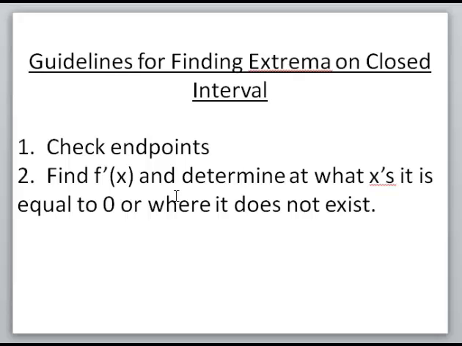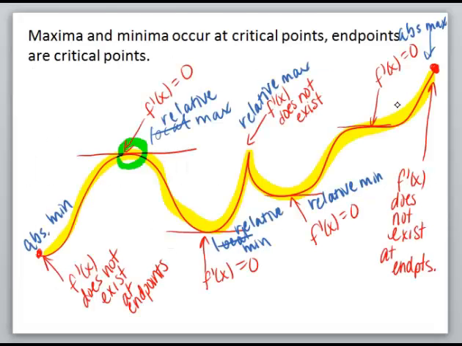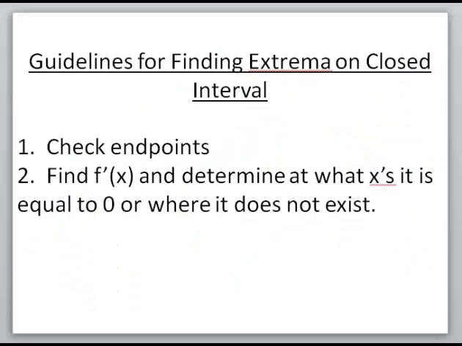Then we're going to find the derivative, and we're going to determine what x's are equal to 0 or where it does not exist. All of those cases where the derivative equals 0 or does not exist are where those extrema occur. So we need to do both of those things in order to determine our extrema on the graph.